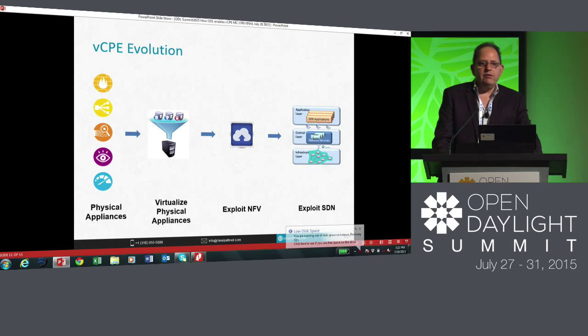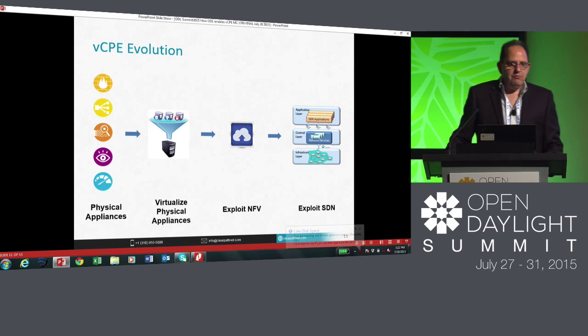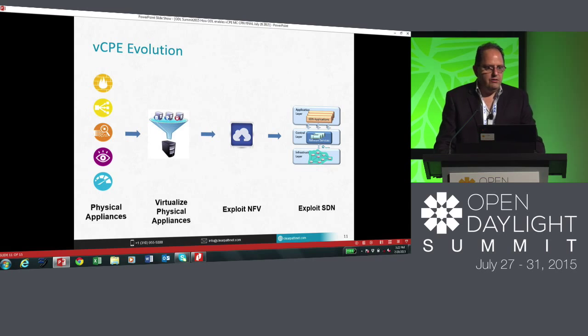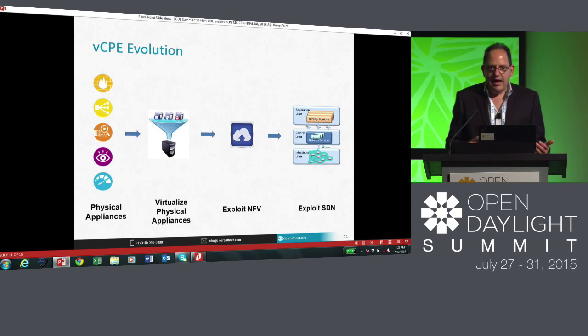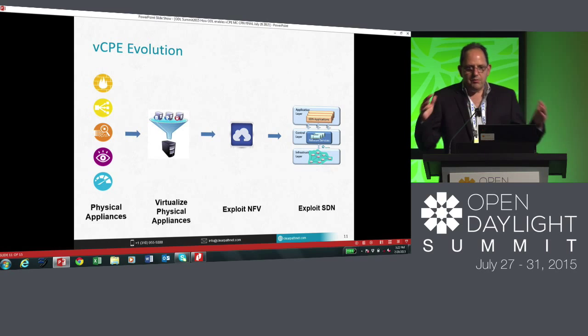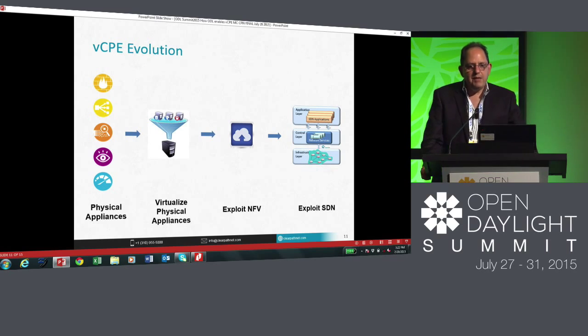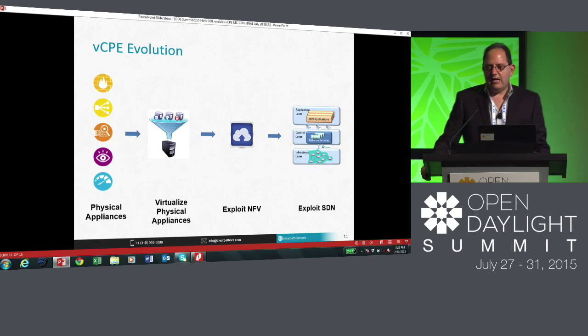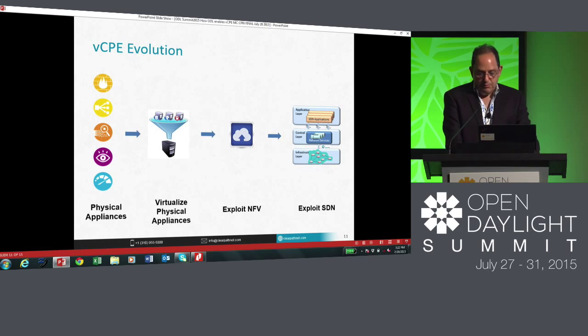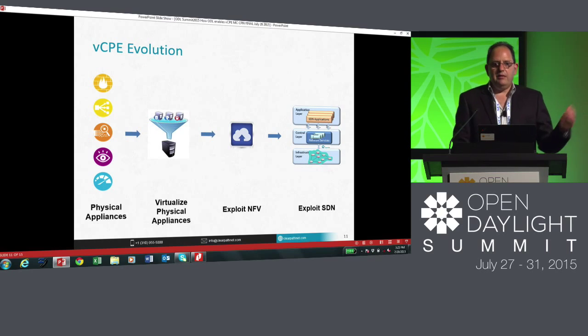And then finally, we want to exploit SDN. And we're going to talk in more detail about how we're going to do that. But the idea is to be able to virtualize now across multiple containers that include multiple service chains, and then take advantage of the dynamic and programmable aspects that SDN is providing, and that, again, we've been talking about all week.